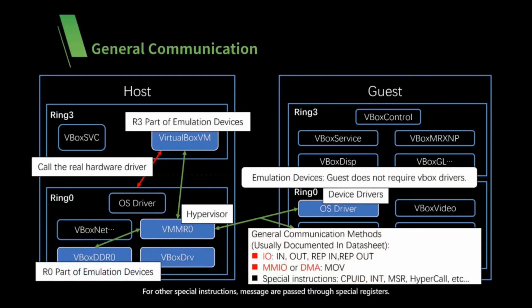For other special instructions, messages are passed through special registers. Since the processing of special instructions doesn't involve complex state, it just imitates the behavior of the CPU, so we don't care about it this time. In VirtualBox, we mainly care about the I/O, MMIO, and DMA methods.